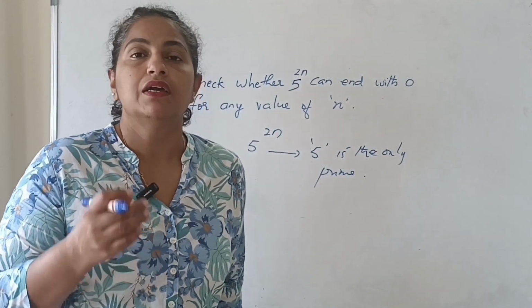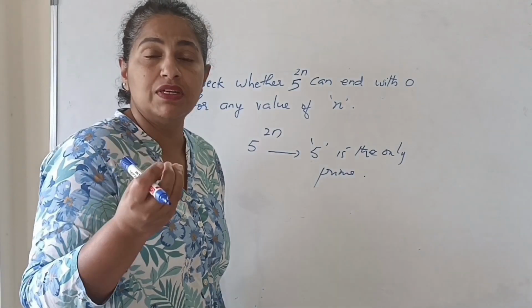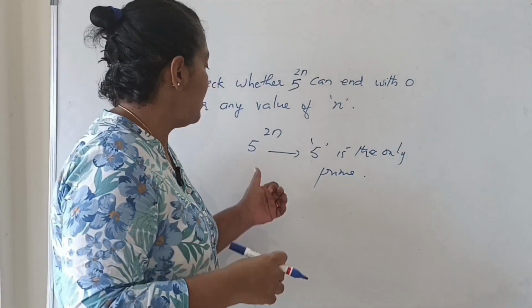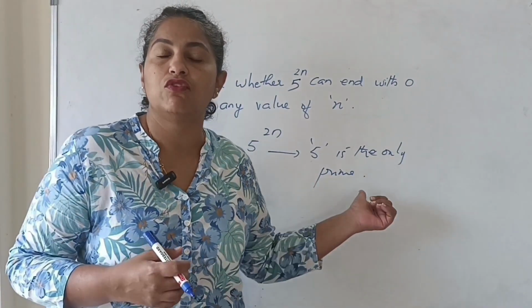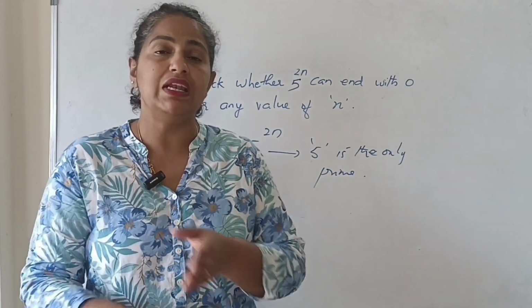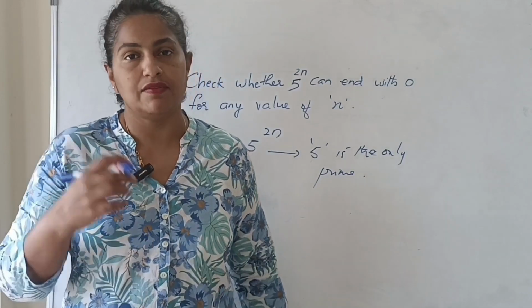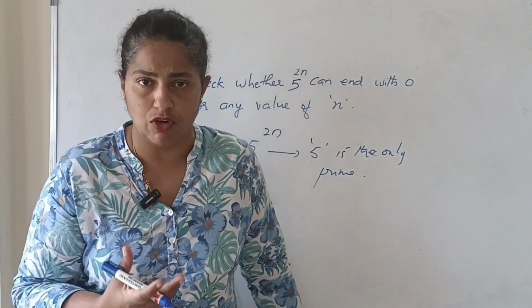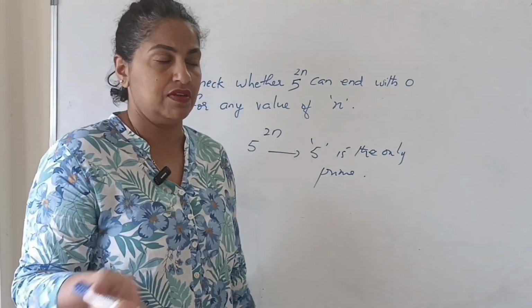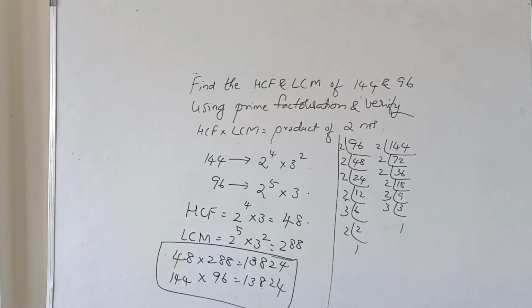raised to 2n. Okay, now for any number to end with 0, what is the condition? The condition is that the number should be divisible by 2 as well as by 5. Correct? Now this number is divisible by 5 because 5 is involved in the factorization, but you cannot find 2 here. Therefore 5 raised to 2n will never end with a 0, whatever be the value of n. See, it's the same concept that we applied in the previous sum. Even the statements are almost the same, except that in the earlier case the 5 was not involved in the factorization. In this case 2 is not there in the factorization. Okay.